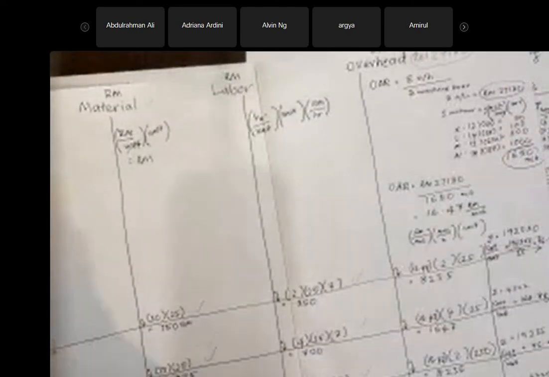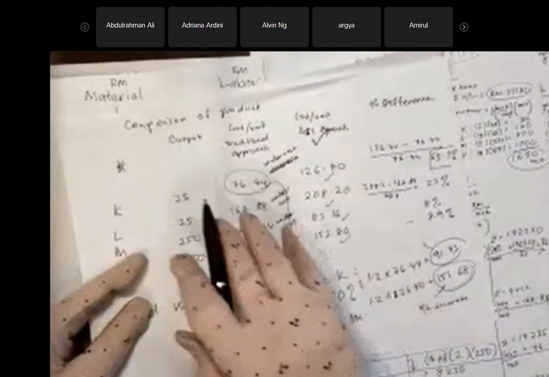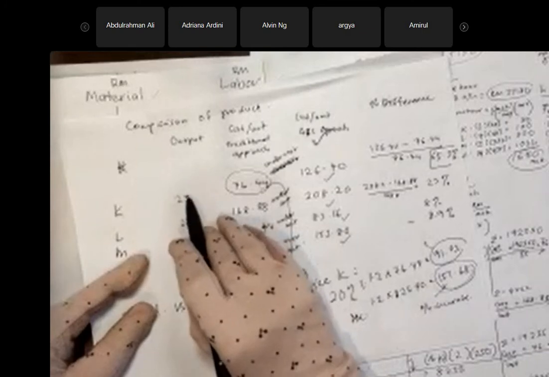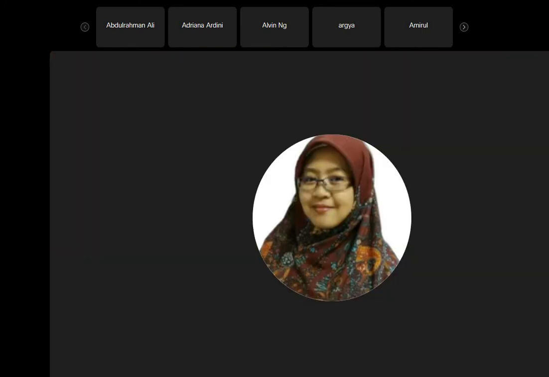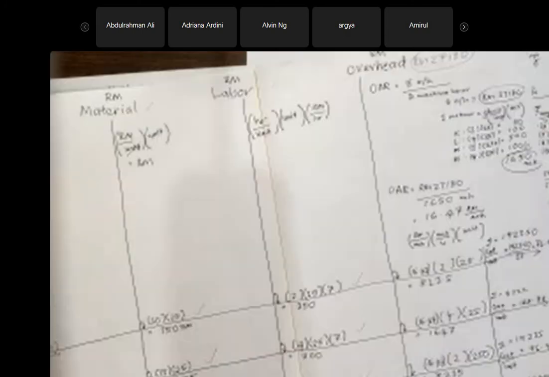But for the macam yang ni, we take all lah. We take all sebab sama je material and man, material and man, and this one pun material and man is same. So just calculate all. So still the same lah actually. Boleh faham? Okay.